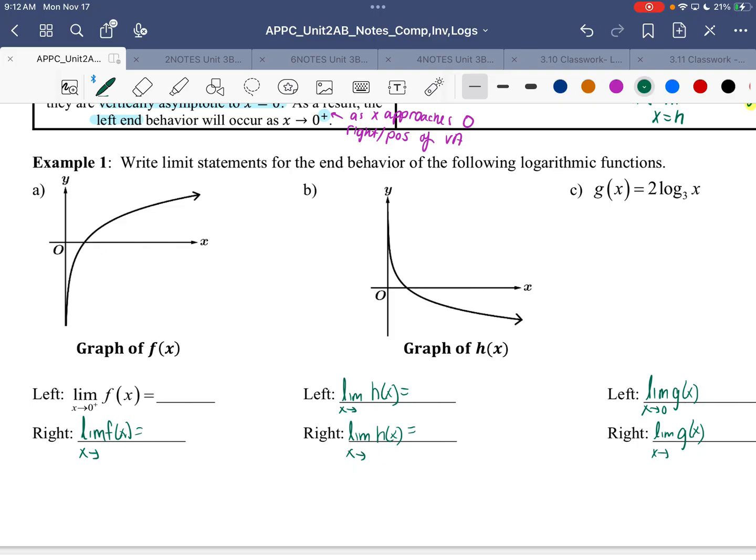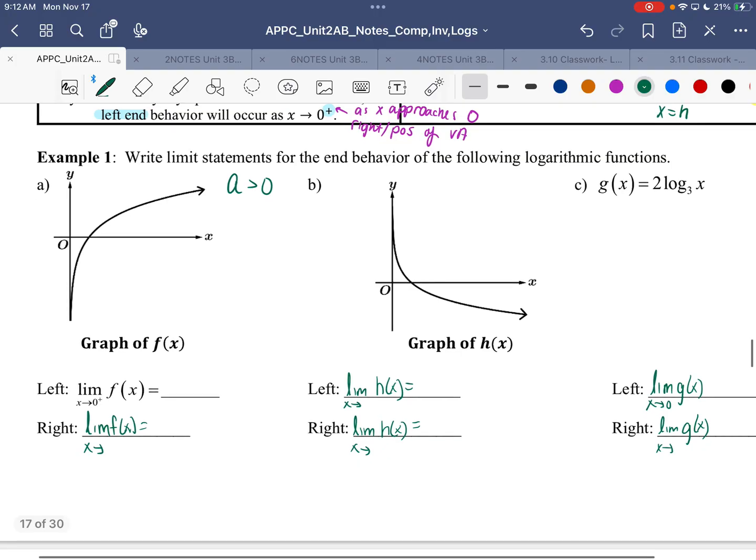Okay, so on A, the A value in front of whatever log this is would have to be positive because it's growing forever. So what would F be approaching on the left side? JJ, what do you think it's approaching on the left side of 0? Negative infinity. On the right side of 0, but the left limit is what I meant to say. All right, Valentina, how about the right side? Positive infinity. And the x's are approaching also positive infinity.